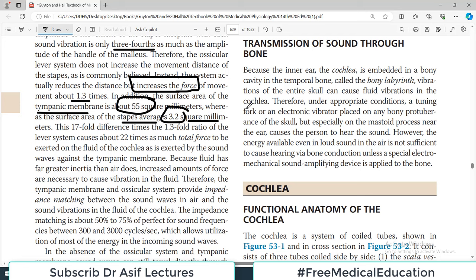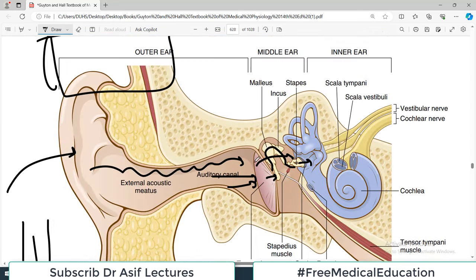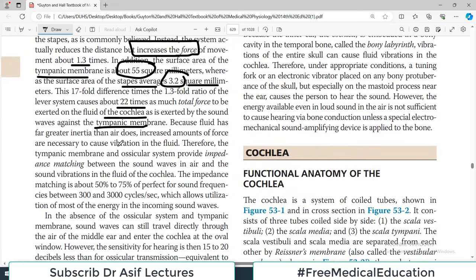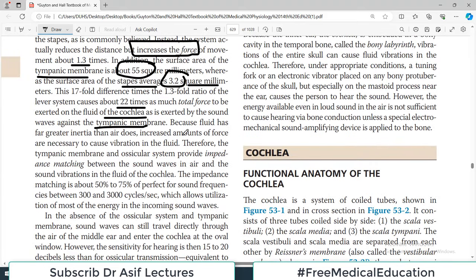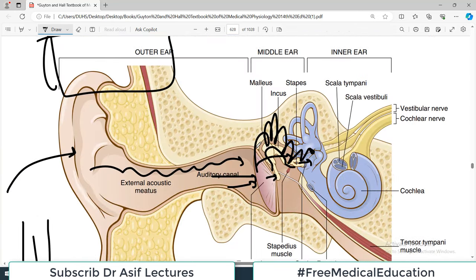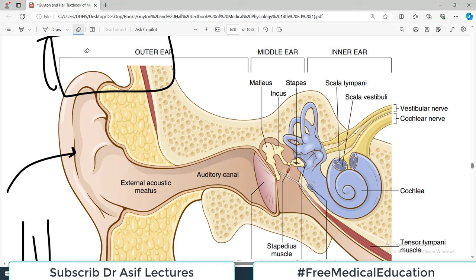Alright, so 22 times as much total force is exerted on the fluid of the cochlea as is exerted on the tympanic membrane. So the force applied here, the signal, is now amplified, and roughly 20 to 22 times more force reaches the cochlea. Okay? It's a very important concept and this is called impedance matching. Because fluid has far greater inertia than air does, an increased amount of force is necessary to cause vibration in the fluid. Now all this that is happening, we are saying the force increases 20 to 22 times as it reaches the cochlea. This is important.